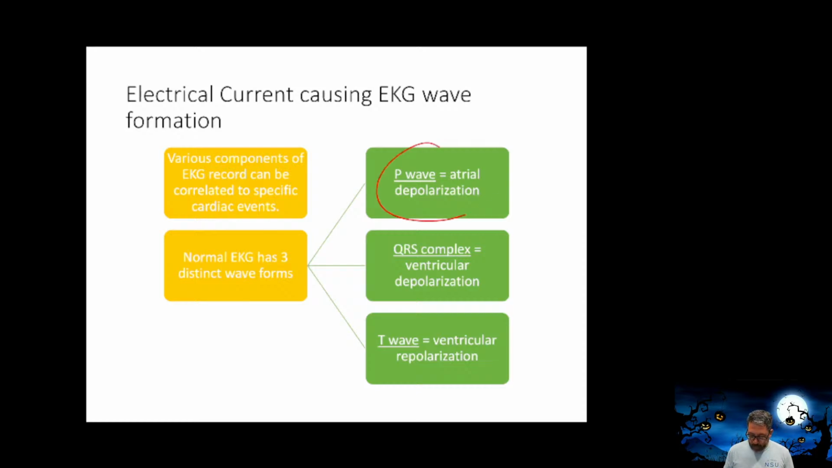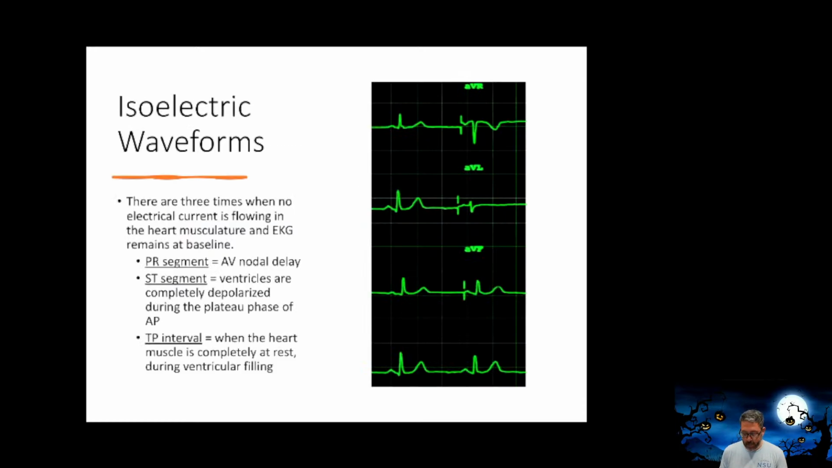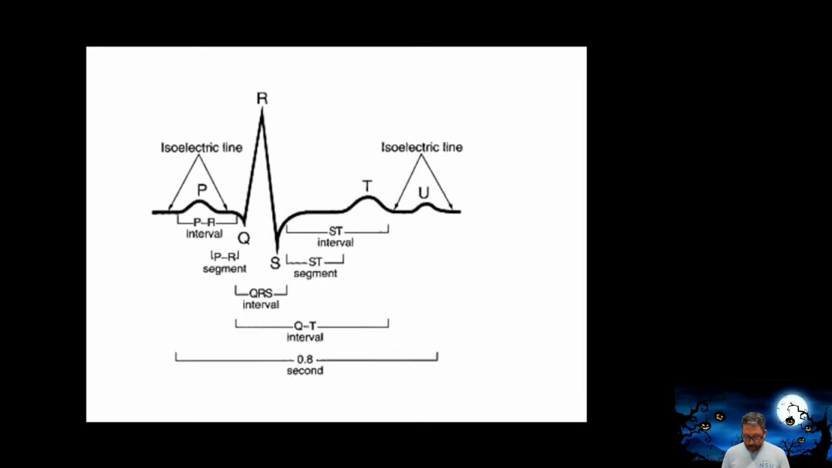Obviously, we all know by now, P wave is atrial, QRS ventricular, T wave is your ventricular repolarization. Your isoelectric waveforms are just going to be baseline. They don't have any bumps or depressions. PR segment, just AV node delay. Your ST segment, again, these are isoelectric. Those are going to be flattened baseline. They don't deviate up and down. And the TP interval, we don't really look at very much.